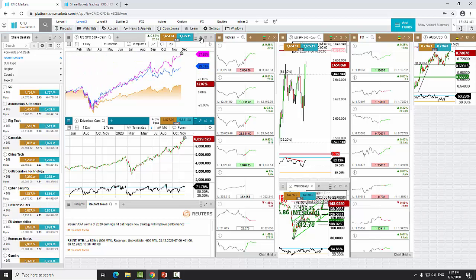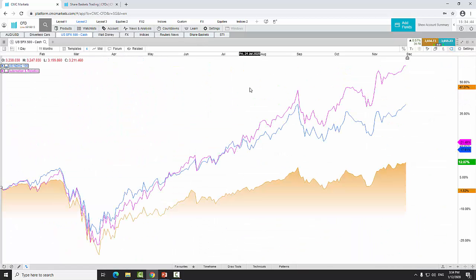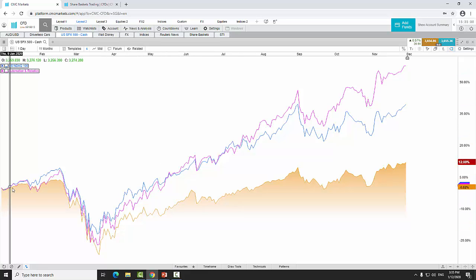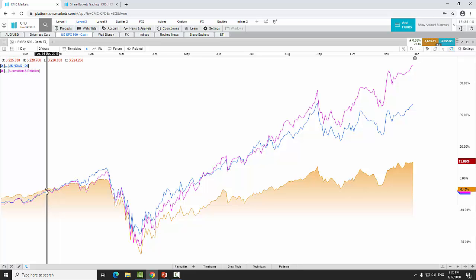Okay, so let me expand. What I'm going to do now is have a 1 year view, a year to date view, as well as a 3 month and a 1 month view on the performance of this automation and robotics, which is the pink line. Whether they outperform the Nasdaq 100, which is the blue line, and this orange shaded line, which is the SPX 100. So I just pull the cursor over here. As you can see, the dates start to move. Let me scroll down a bit.